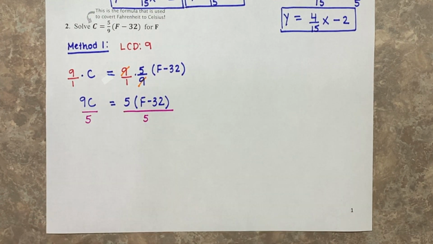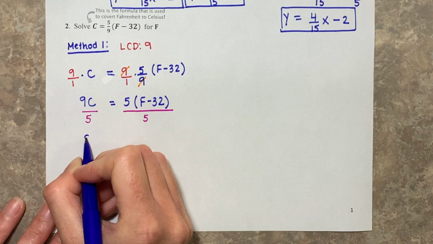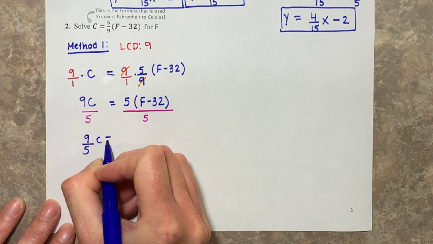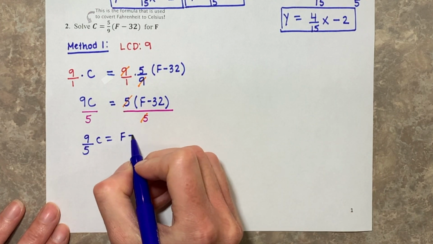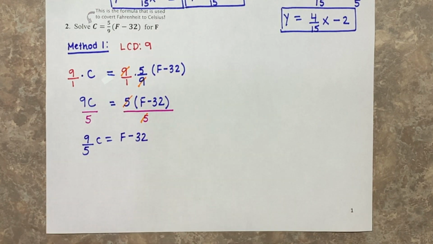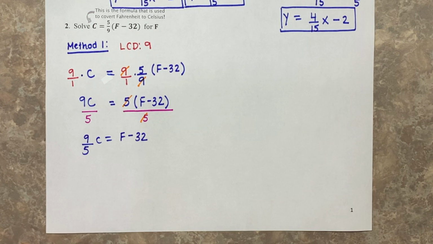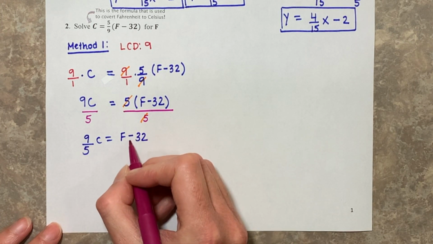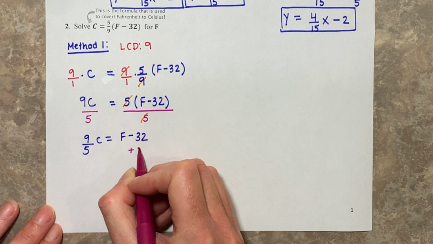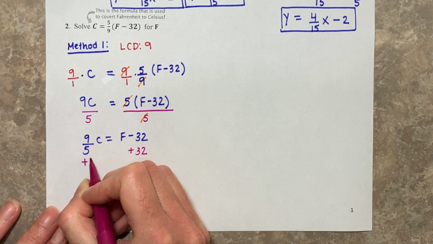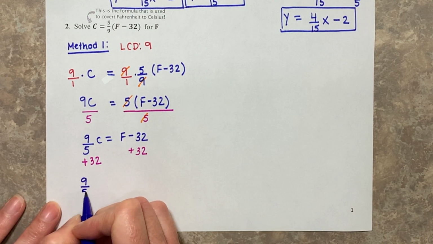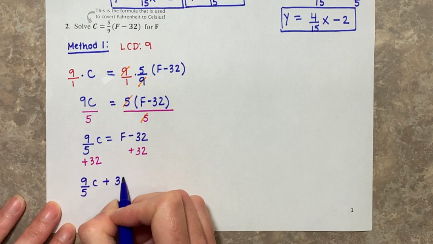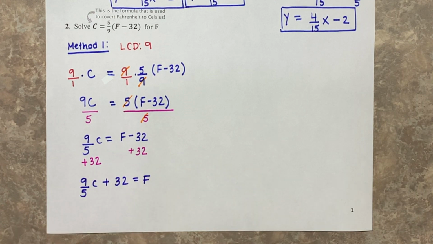That will leave us with 9/5 c is equal to, these 5's cancel, and we'll just be left with f minus 32. Now we're trying to solve for f. We've almost isolated f. The last step is we want to get rid of this minus 32. So let's add 32 to the right, and then we have to add 32 to the left. And that will leave us with 9/5 c plus 32 is equal to f. Now we've solved for f.